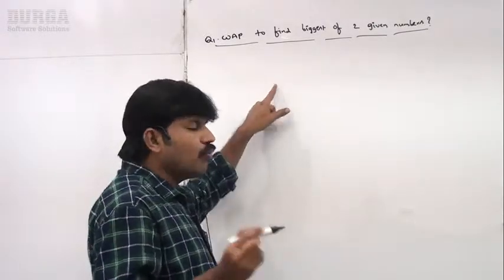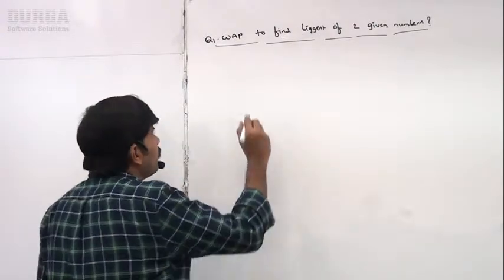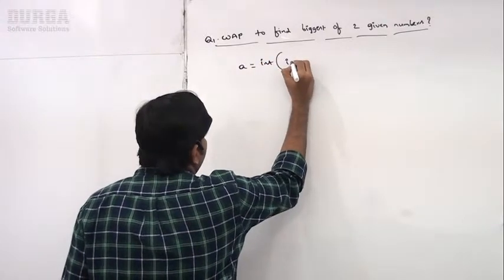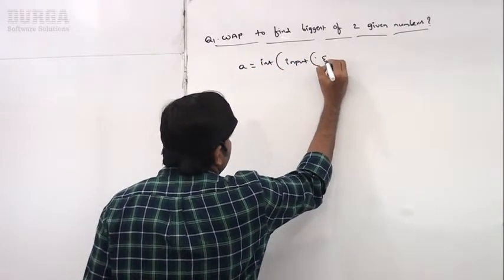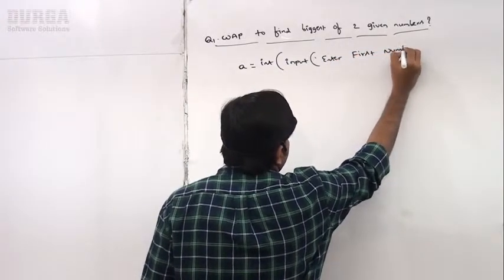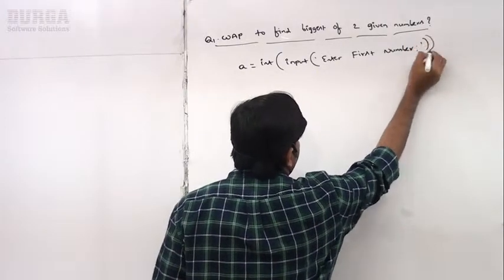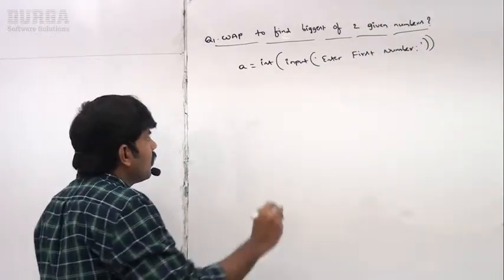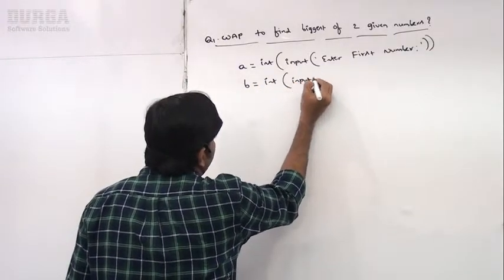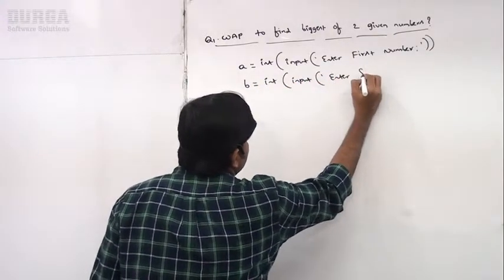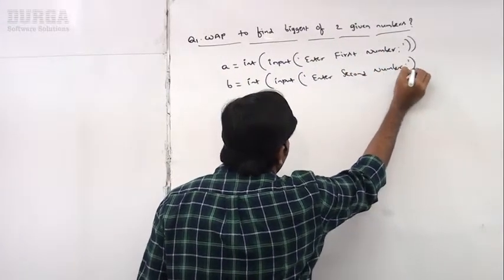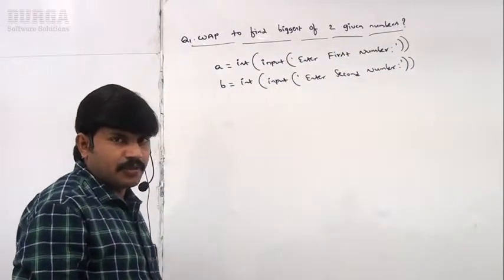So first, how to read two numbers from the keyboard? a is equal to int of input of "Enter first number". Like this I'm taking, sir. Now b is equal to int of input of "Enter second number". I'm trying to read two numbers from the keyboard, sir.